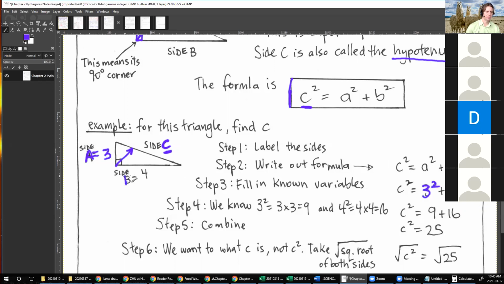And B here is going to be 4. So I'm going to replace B, the letter B, with the number 4. Cool, now I'm starting to get some numbers that I think I know what to do with.